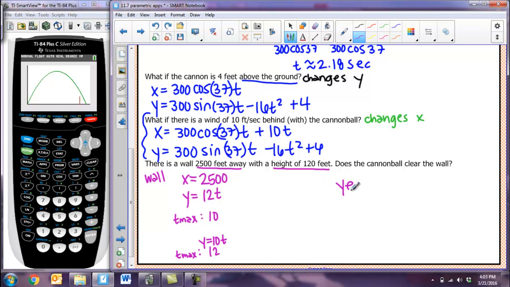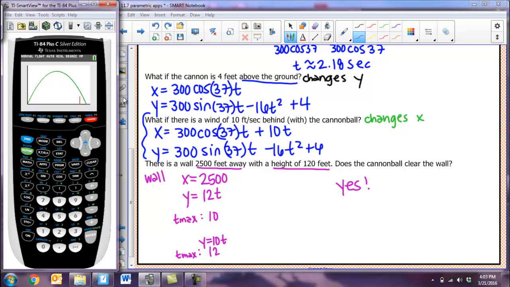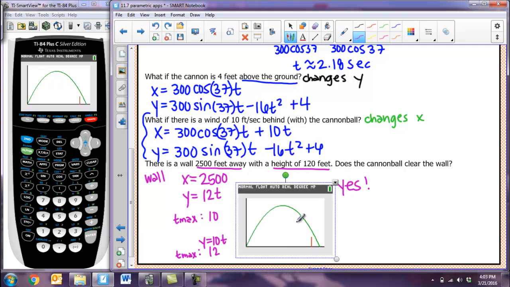We're happy. And you could draw yourself a little picture like this to say, yes, it does. I saw it in my calculator that this point is definitely on top of that point. And you could zoom in if you weren't 100% sure. So that is some of the applications we can do with parametric equations.